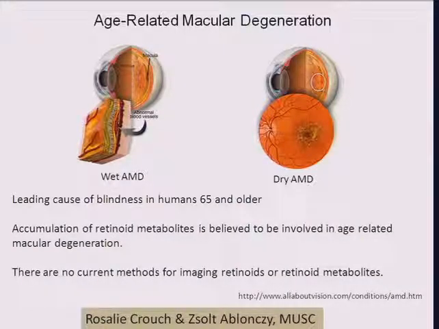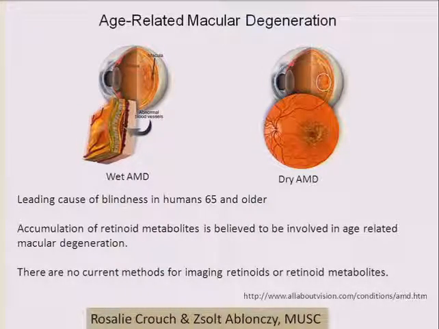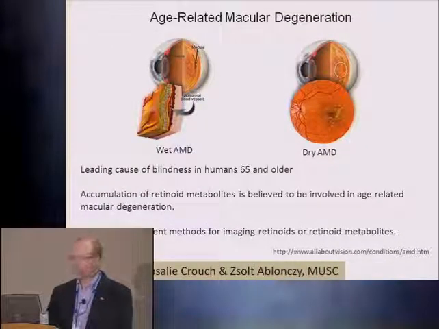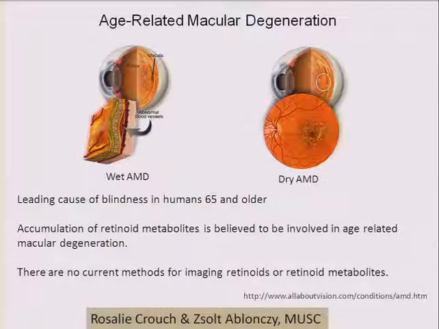So the last topic I'm going to talk about is age-related macular degeneration, and Tim already talked about this briefly in his presentation. There are 2 forms of the disease in humans, the wet form and the dry form. As Tim mentioned, this is the leading cause of blindness in older Americans. And it's believed to be due to the accumulation of retinoid metabolites that are present in the center of the eye, in the macular region.